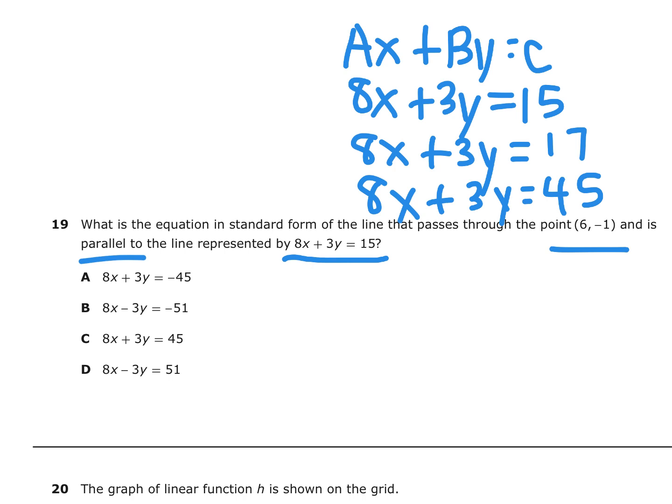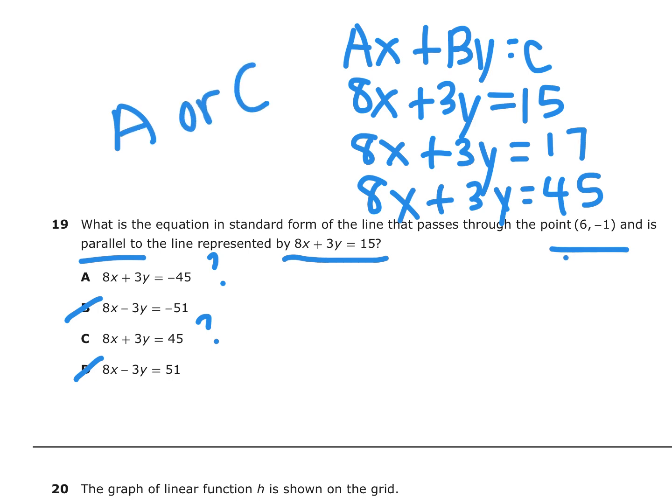So answer A says 8x plus 3y equals -45. So that line is parallel. So it could be A. Put a little question mark. I don't think it could be B, 8x minus 3y. We have 8x plus 3y, so this one's going to be eliminated. It could be C. It cannot be D, 8x minus 3y. That's not going to be parallel. So we're left with either A or C.